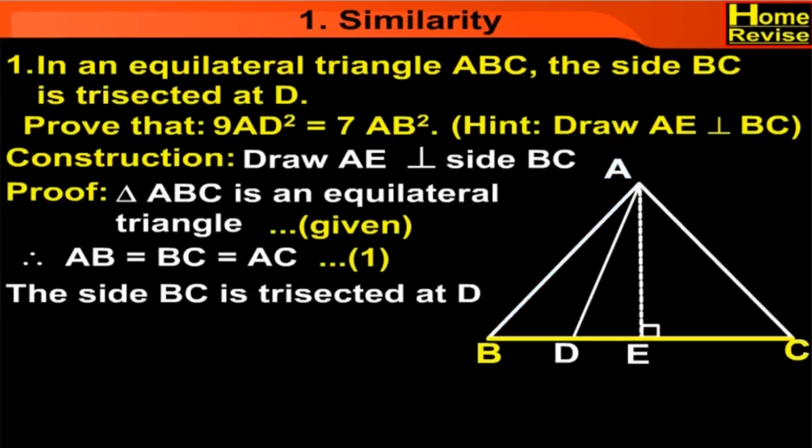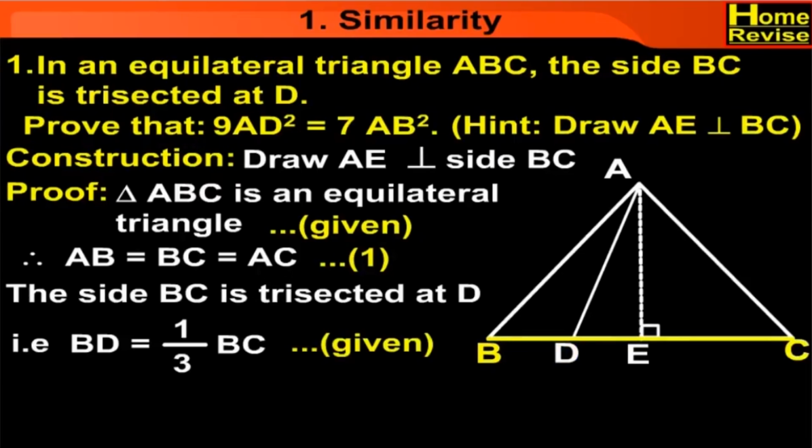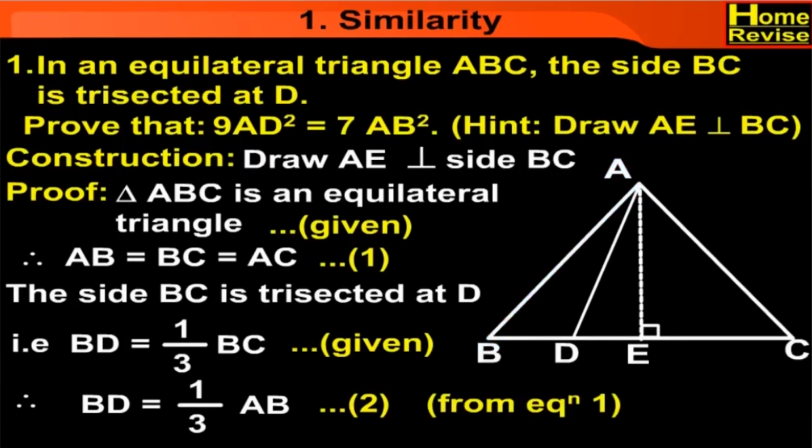Now, the side BC is trisected at D. That is, BD is equal to 1/3 of BC. Reason: given. Therefore, BD is equal to 1/3 into AB. Let this be equation number 2. Reason: from equation 1.